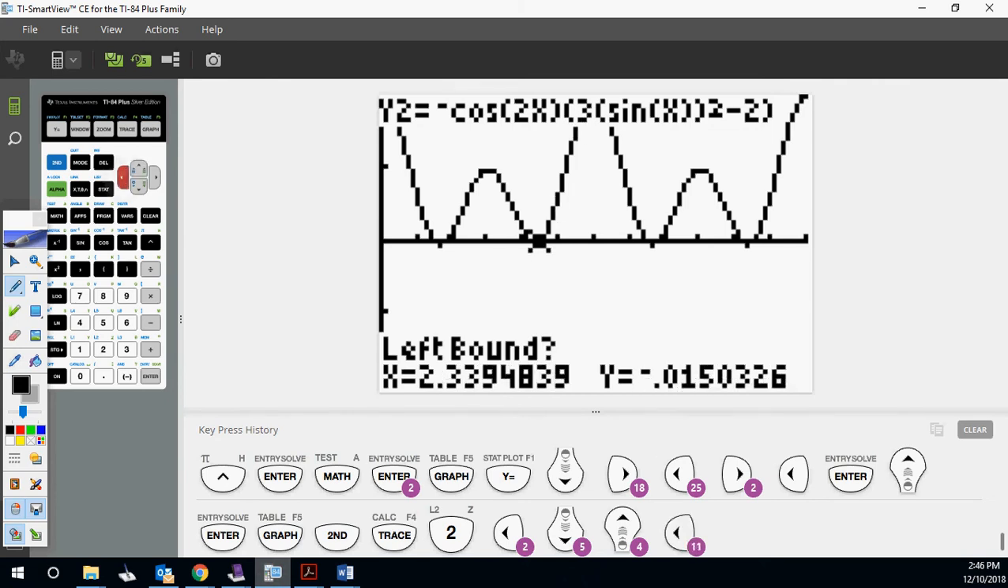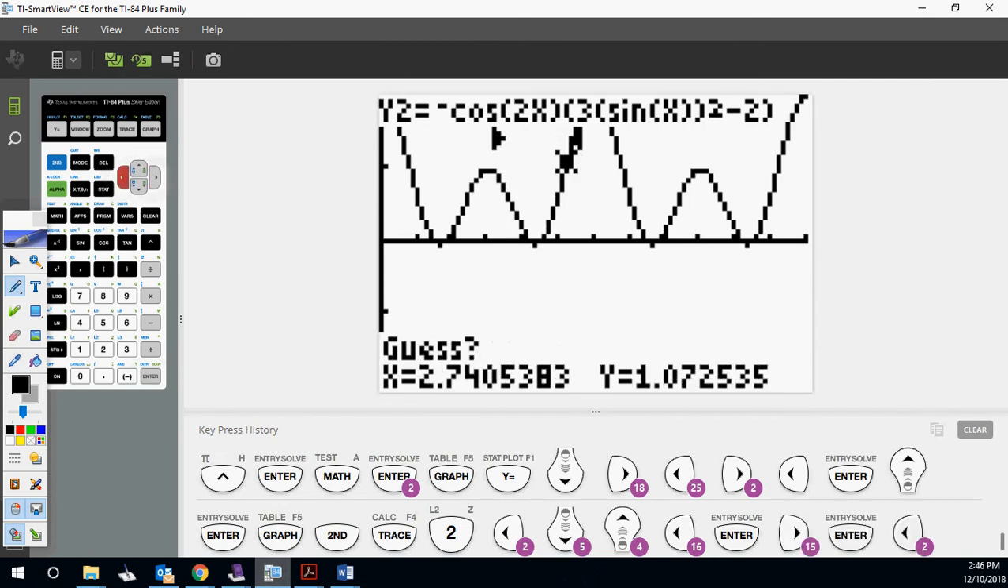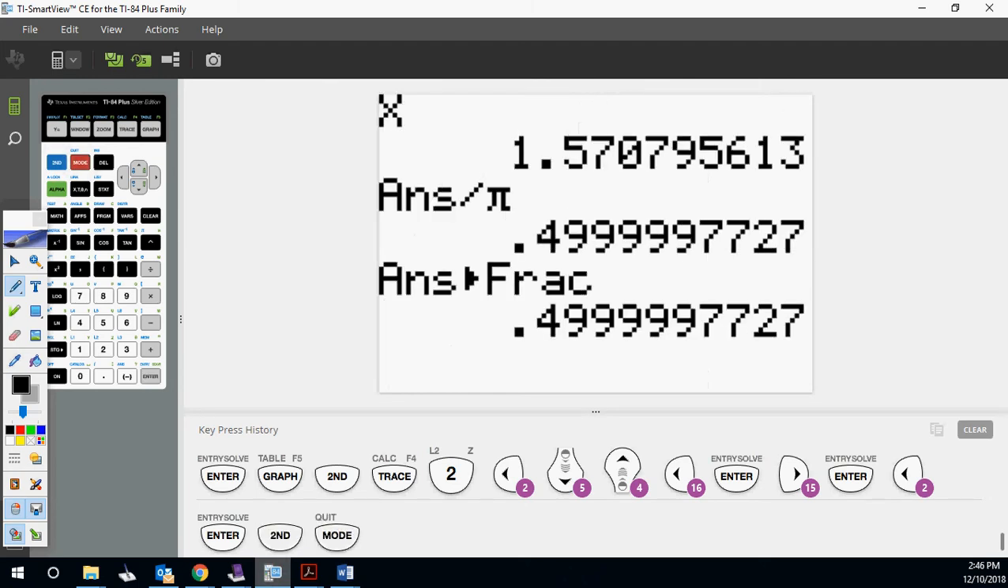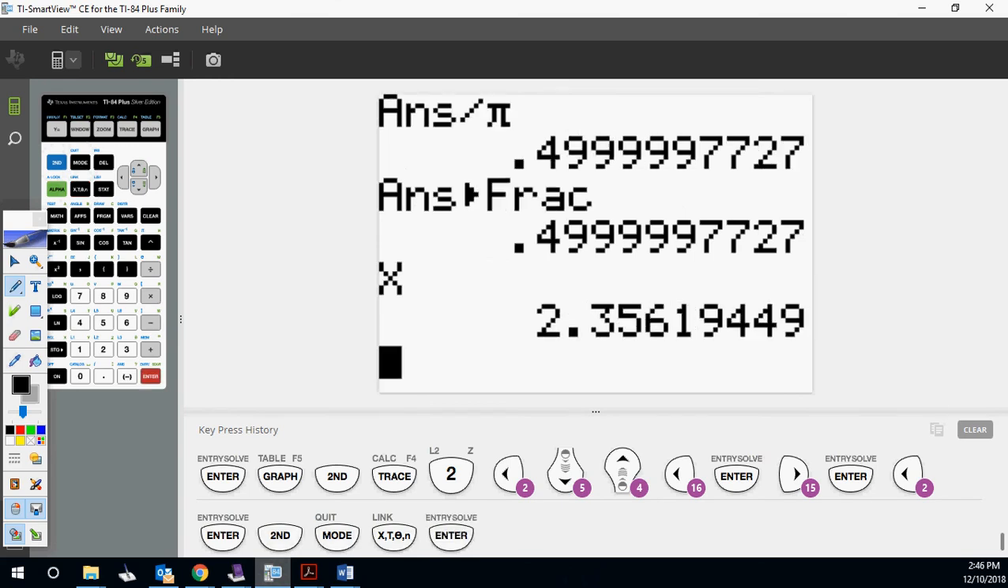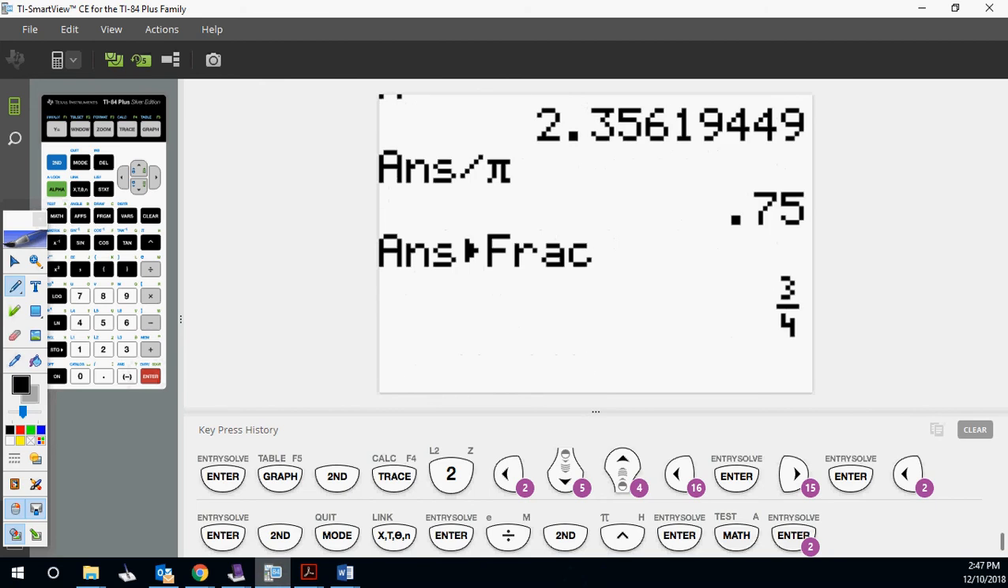So if we come down here, I'm on the left of it, hit enter. I'm on the right of it, hit enter. Get close to it, hit enter. 2.35. See, I'm at 2.35. That's where it tells me 0 is. So I go second, quit, hit X, enter, divide by pi, 0.75. So we know that's 3/4. So that's 3 pi over 4.